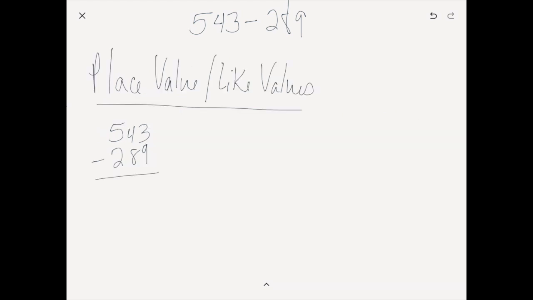Okay. Another popular one is when kids will want to basically break it apart by its place value. So I put up here "place value," but I'm going to tell you why I prefer the name "like values" as we go through this. So it's a kid who sees that 543 is really a 500, a 40, and a 3. And I need to take away a 200, I need to take away an 80, and I need to take away a 9 from that.